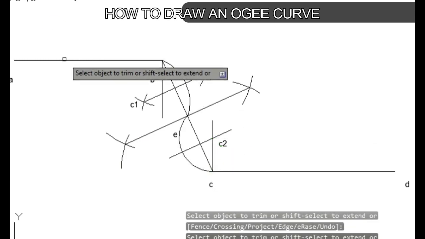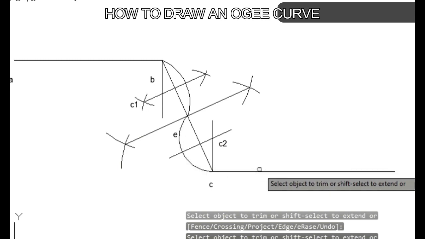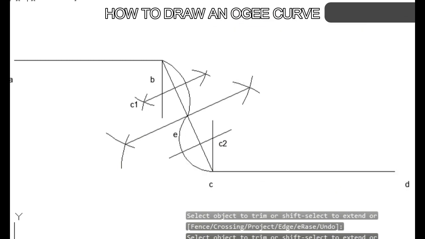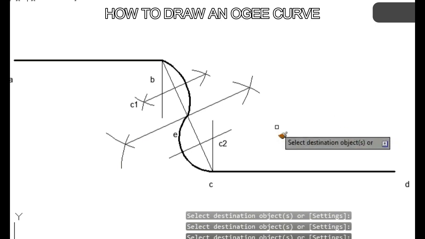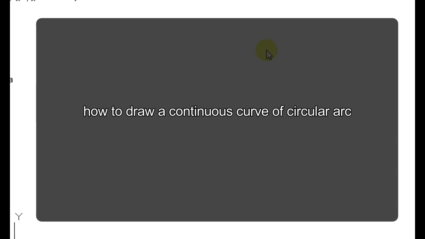So this is the ogee curve or reverse curve. We have to dip this line as this is our main object. Here this is completed. Next we will see how to draw continuous curve of circular arc.